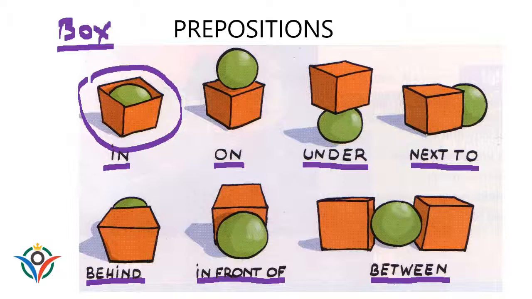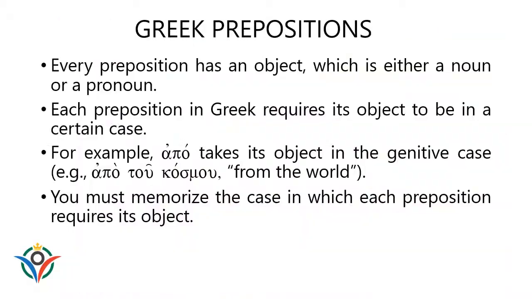So now that we've reminded ourselves of what a preposition is, let's look at the characteristics of Greek prepositions. So as was the situation with the English prepositions, Greek prepositions also have an object, and that object can either be a noun or a pronoun. Now, here's the biggest difference with Greek prepositions. Each preposition in Greek requires its object to be in a certain case. So here's an example. Huper, which is a preposition, takes its object in the genitive case. Right, so that'll always be true.